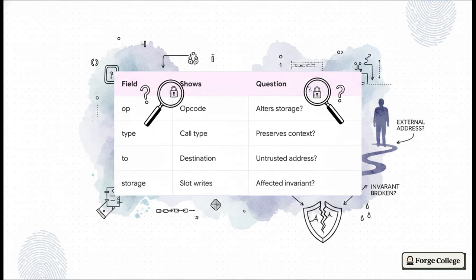When you see the op field, ask yourself, does this opcode alter storage? When you see 2, ask, is this destination an untrusted external address? When you're looking at storage, ask, which invariant did this write just break? This simple, methodical mapping is exactly how you uncover unsafe ordering.